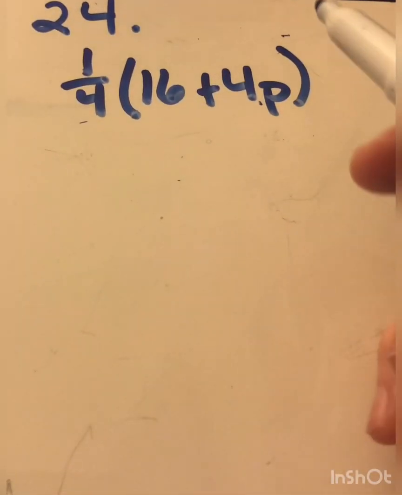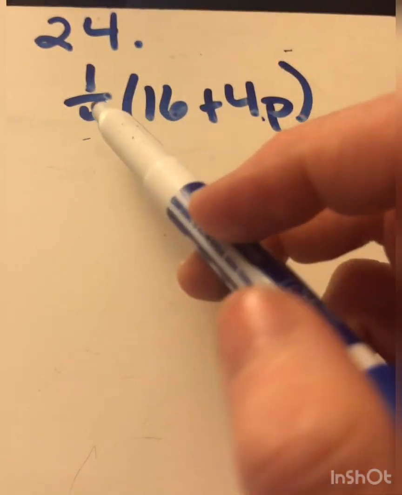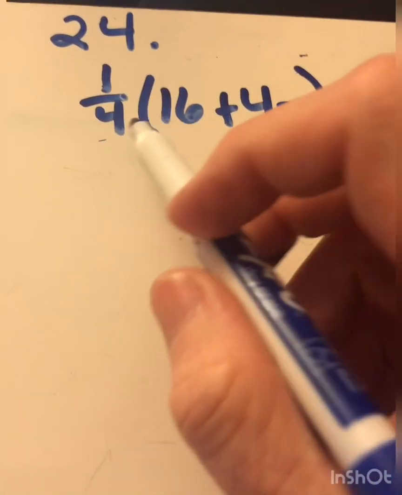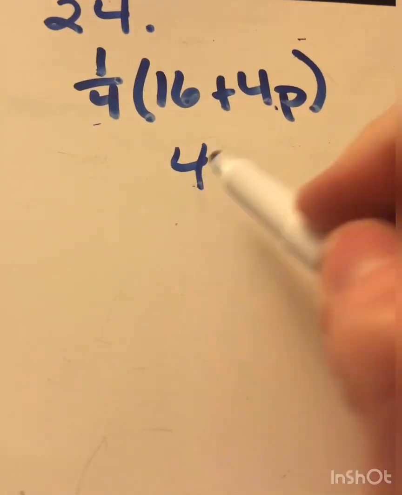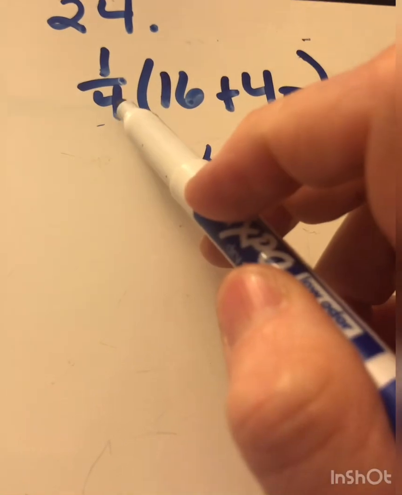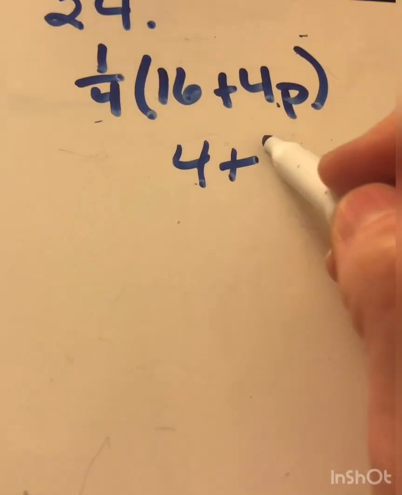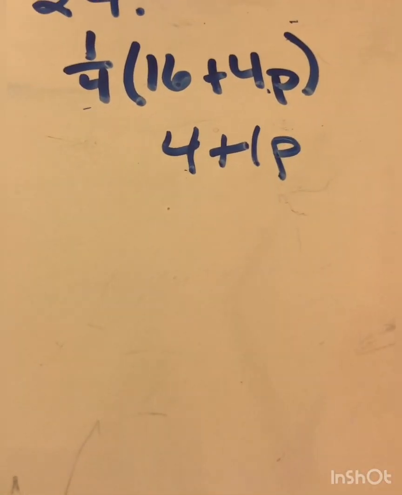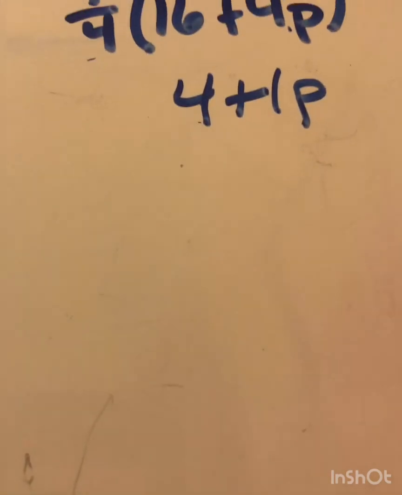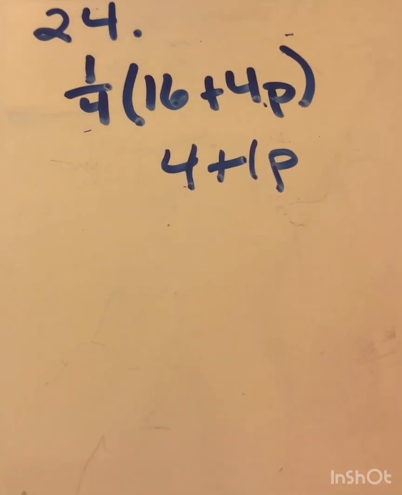Thanks, Donald. It's great. Okay, so 1/4 times 16 is the same thing as divided by 4. So 16 divided by 4 is 4. I'm going to write that down. My plus sign comes down. And then 4 divided by 4 is 1, which is 1p. That's the answer. Okay? So that's 22 and 24.